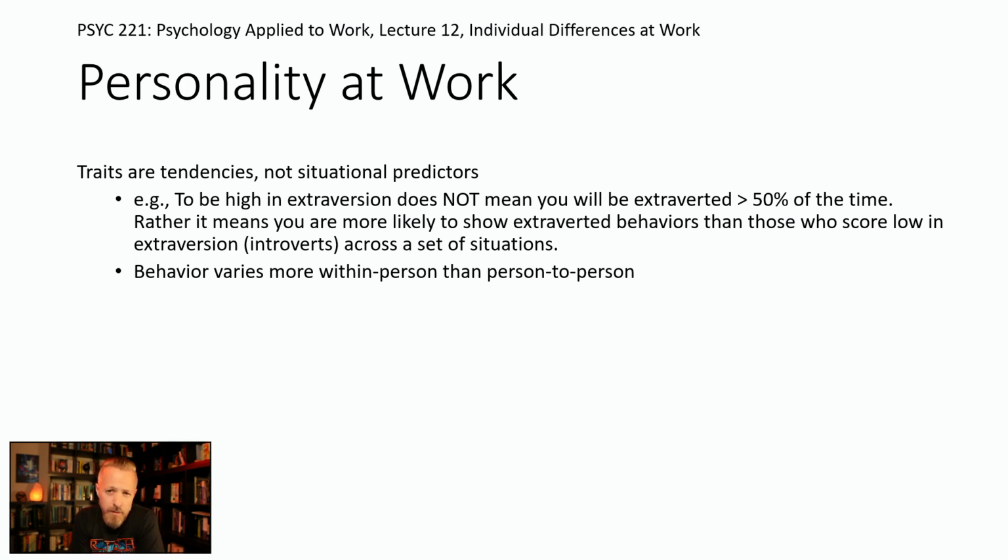But if you actually looked at them and you looked at how much variation there was, and then you compared it to how much variation there was across all people, you would find that behavior varies more within the person than person to person. Which is to say, if you're extroverted, you're going to be introverted a lot, and that amount of variation is actually more than the amount of variation there is across the larger population.